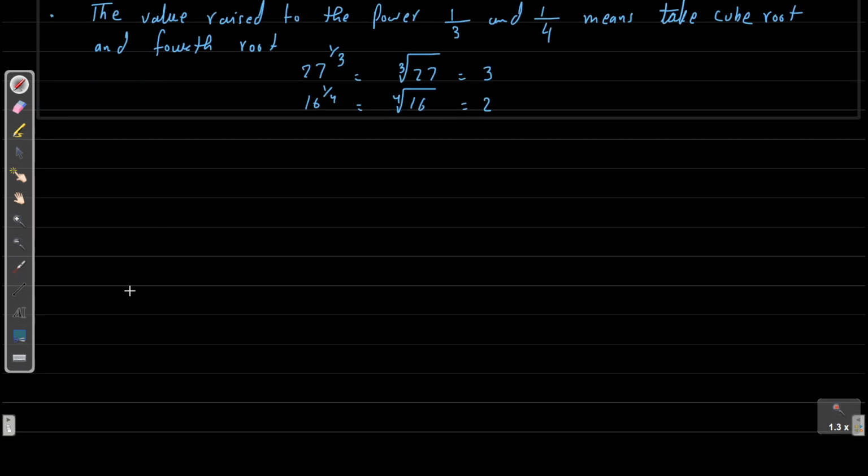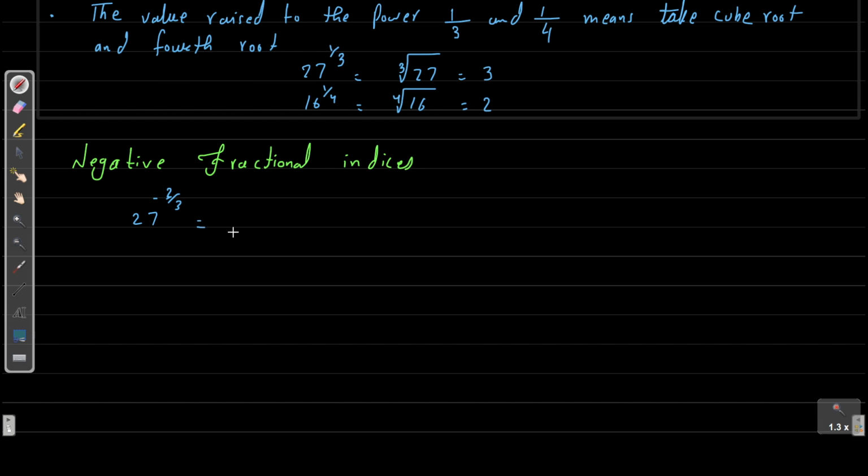What if we have negative fractional indices? It is possible to have negative fractional indices. For instance, 27 to the power minus 2 by 3. For that case, first of all, we need to convert this negative power into a positive power. How can we convert this? By taking the reciprocal, we can convert 27 to the power minus 2 by 3 into the reciprocal of 27 to the power 2 by 3. Then we can continue the previous process to complete the answer.